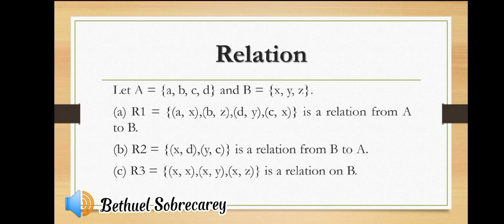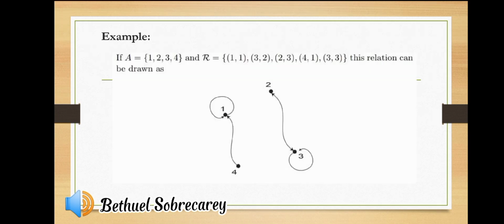Now keep in mind, it doesn't include all of the ordered pairs like AX, AY, AZ, and so on, because it's a subset of A times B. It means it could contain all of them, but doesn't have to. There are different ways that you might see this represented, like a digraph. For instance, I have set A containing 1, 2, 3, 4, and its relation R is equal to (1,1), (3,2), (2,3), (4,1), and (3,3).